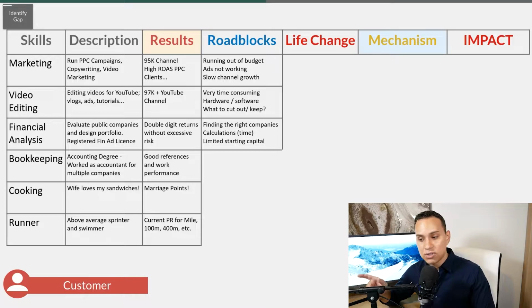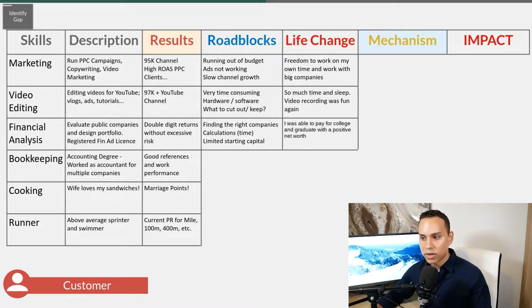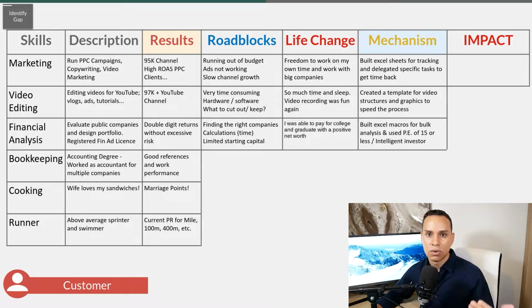And then with financial analysis, finding the right companies, and of course calculating. So I'm going to go a little faster now. Life changes, just seeing, okay, how did this actually make an impact on my life, or how did this actually make an impact on your life? And then what did we come up with in order to get through all of those roadblocks? And then the last one, you'd simply choose what the biggest impact was.